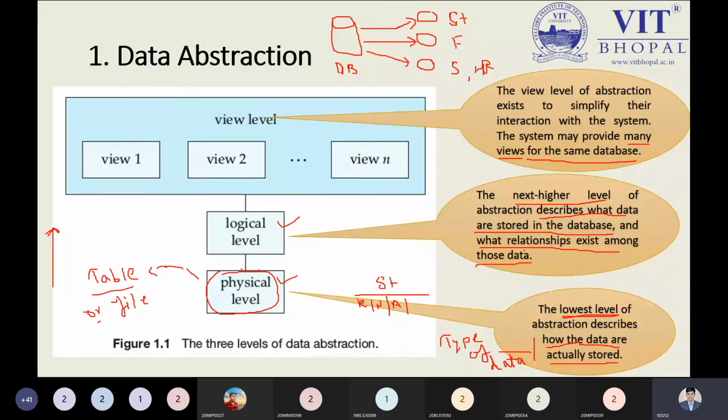I will tell you this example with the help of this diagram. You can see, this is a database of the beta. This is a database of beta. Okay.